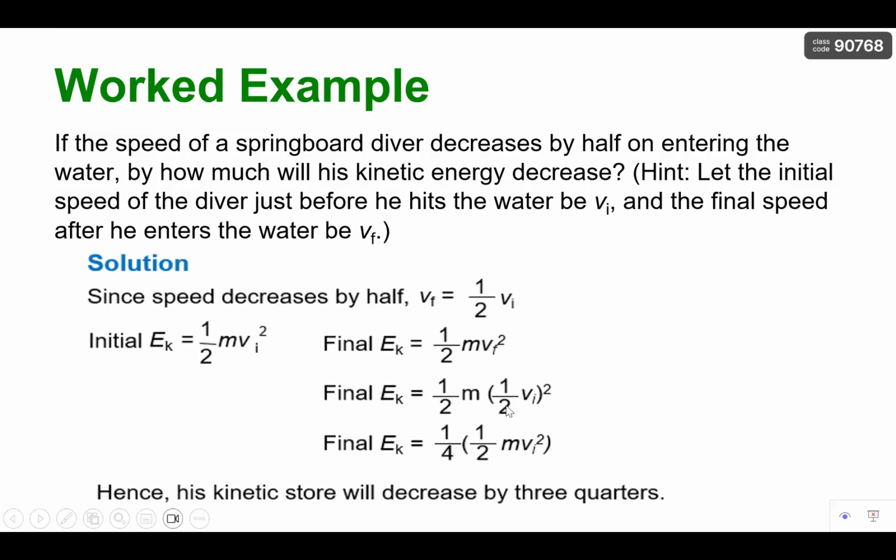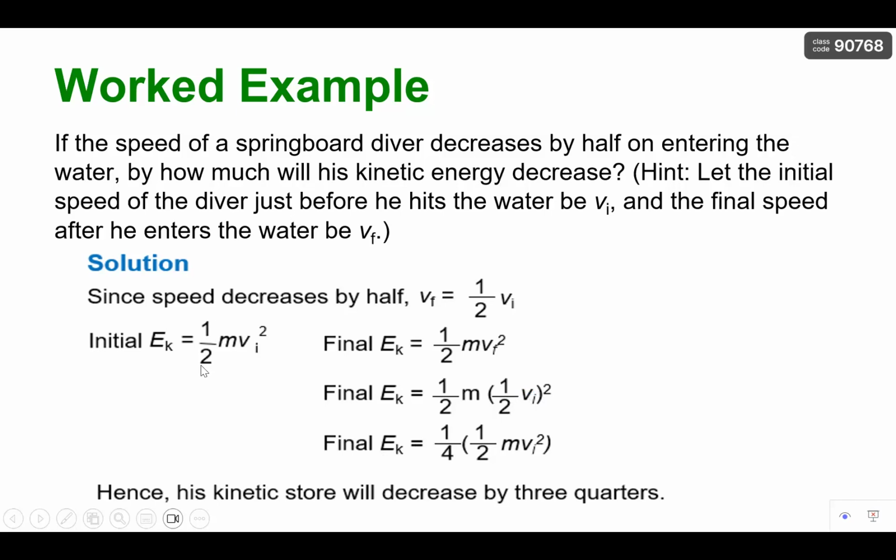So if you were to open this up, because the speed is being squared and you have half of the speed, you are actually having 1/4. Half v squared will be 1/4 v squared. So the final kinetic energy will only be 1/4 of the original kinetic energy. But I didn't ask for how much is the final kinetic energy. I asked for how much will the kinetic energy decrease.